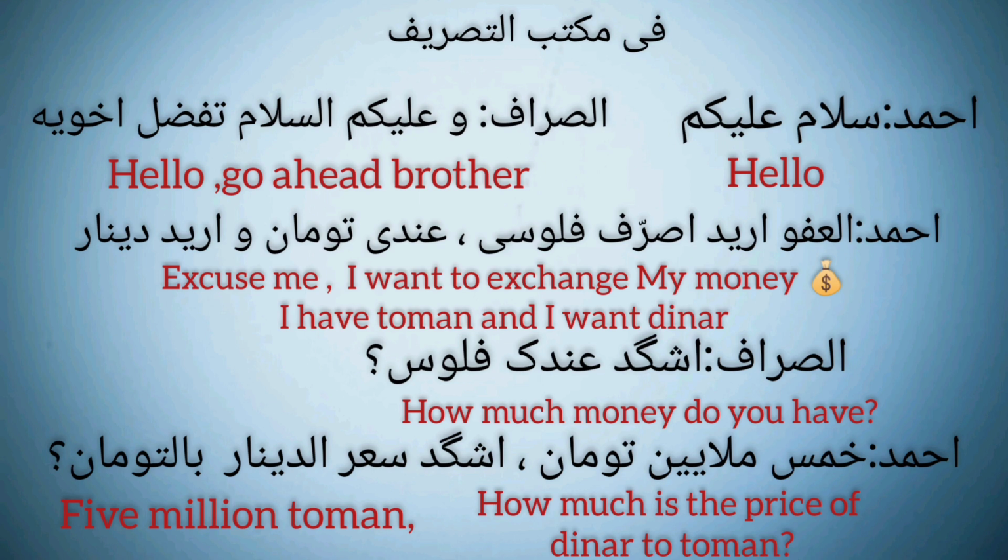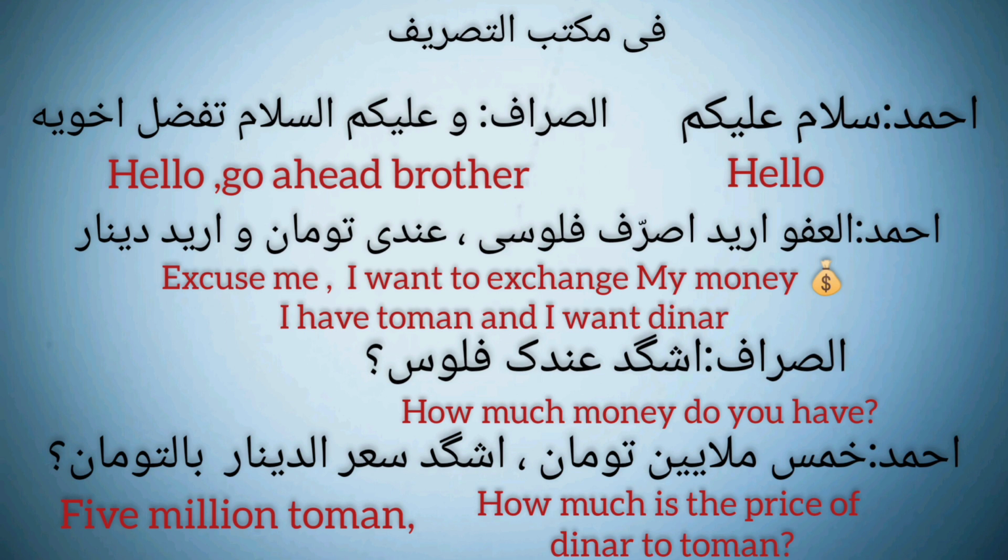5 ملايين تومان. إشكد سعر الدينار بالتومان. 5 million tuman. خمس means 5 and ملايين means million, and tuman is an Iranian currency. إشكد سعر الدينار بالتومان. إشكد means how much, and سعر means price. And dinar means dinar, and بالتومان means in tuman. Instead of saying tuman, you can use other currencies, like dollar. You can say إشكد سعر الدينار بالدولار.